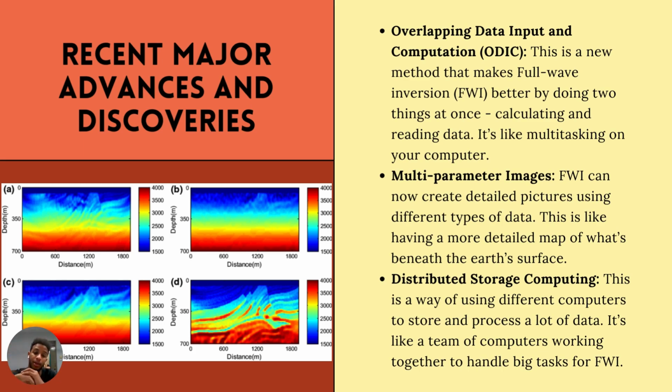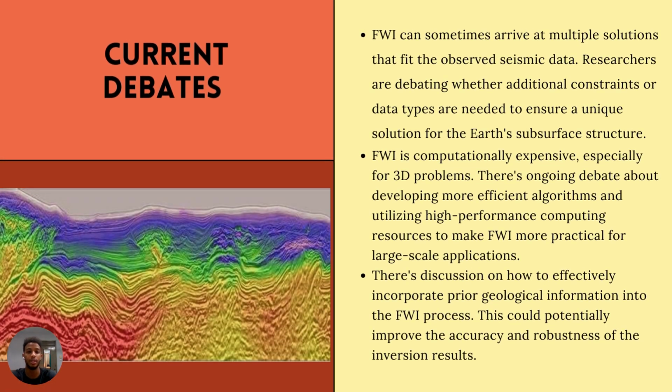And also the last thing, which is a major and recent discovery, is distributed storage computing. This is a way of using different computers to store and process a lot of data. Since FWI deals with a lot of data, this is a way to store all this data in one place. It's like a team of computers working together to handle big tasks for FWI. Next, we're going to see the current debates.